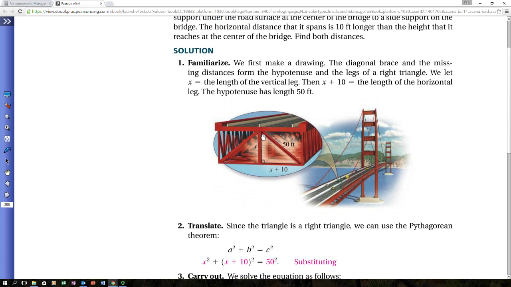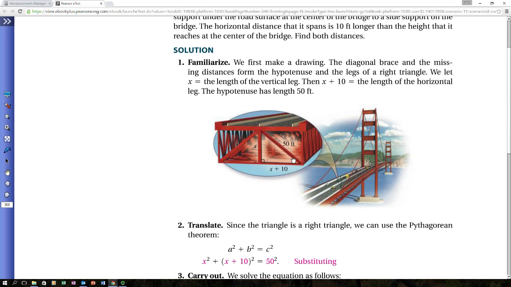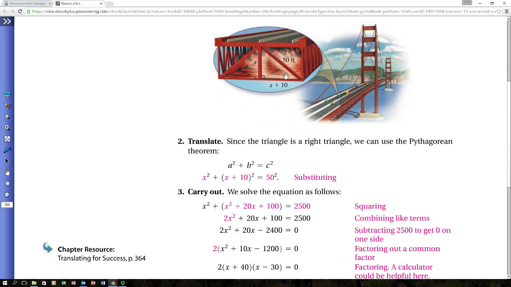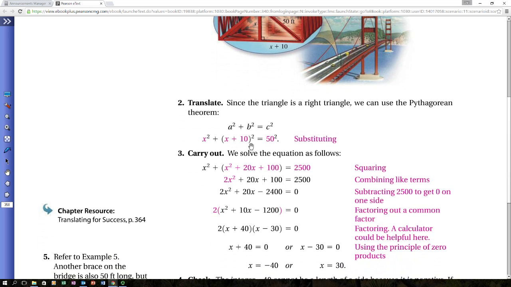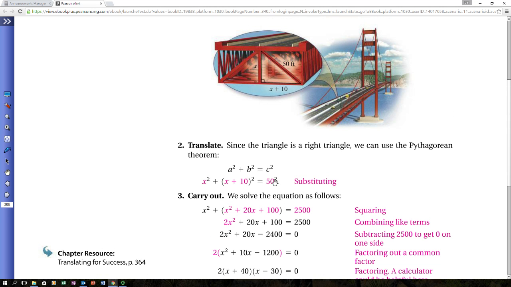Now I have a way to use Pythagorean's theorem and create an equation because I have something representing the legs and a number actually for the hypotenuse. So let's say this is a, this leg right here, so it'll be x squared plus this portion here, x plus 10 squared. Remember, I have to square the entire thing. It will equal the hypotenuse squared, or 50 squared.